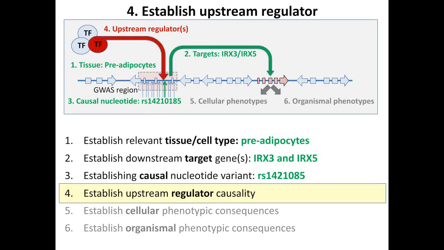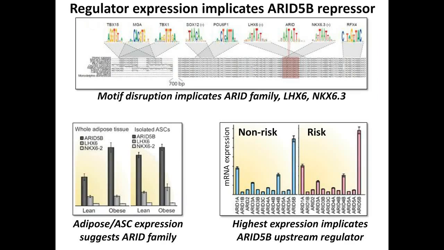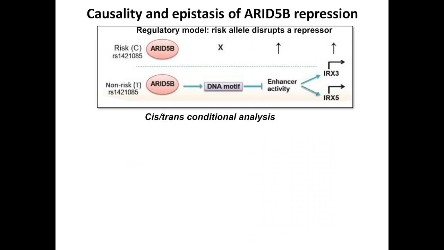We use that to now start looking at the upstream regulators that might actually be targeting this predicted causal nucleotide. And we found that there are three candidates, the ARID family of regulators, and two additional regulators that have similar motifs that overlap this locus. Among them, the most enriched is by far the ARID5B regulator that is the most expressed in both whole adipose tissue from both lean and obese individuals and in isolated adipocytes from both risk and non-risk individuals.